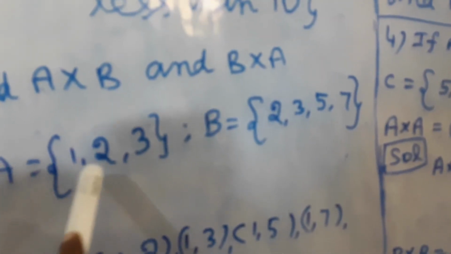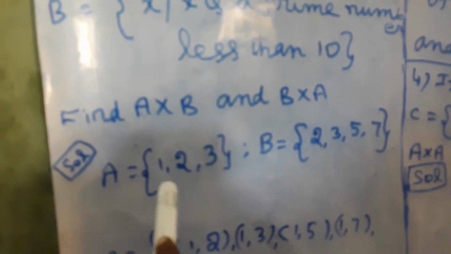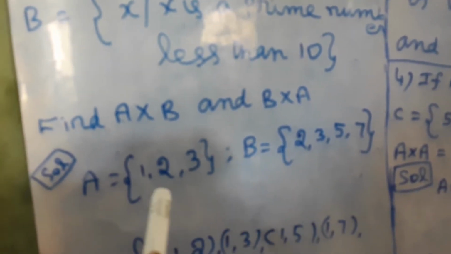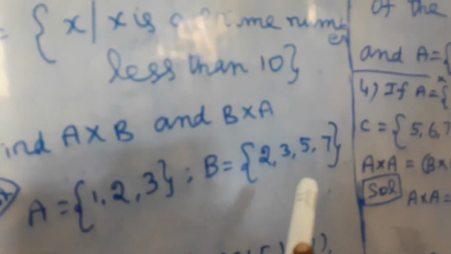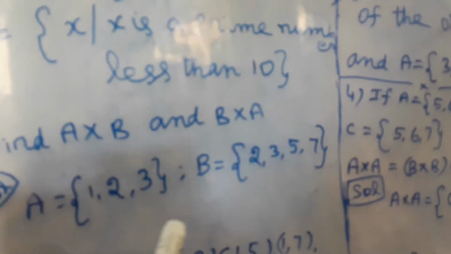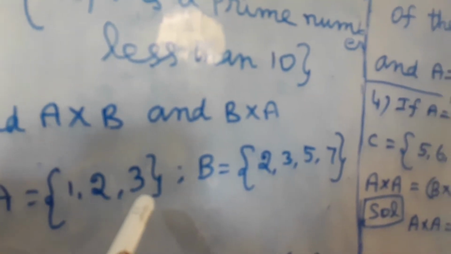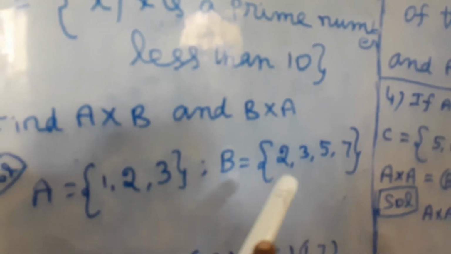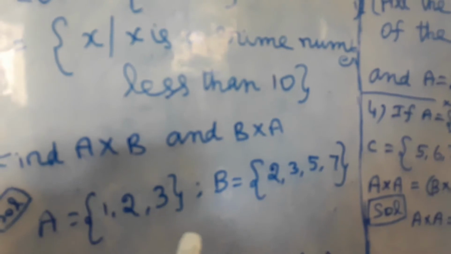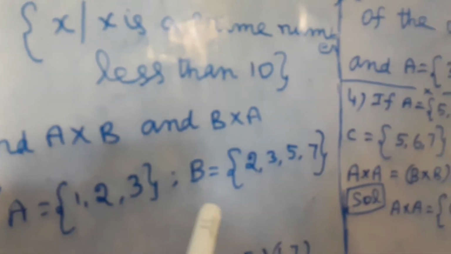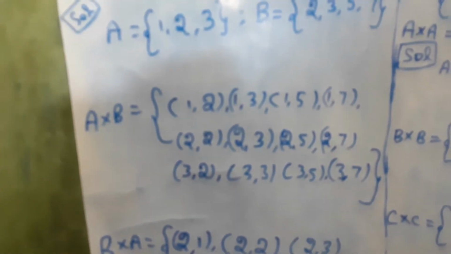Then the second element in A: (2, 2), (2, 3), (2, 5), (2, 7), with 2, 3, 5, 7 from the set B. Then take the next element 3: (3, 2), (3, 3), (3, 5), (3, 7). These are the set A cross B.